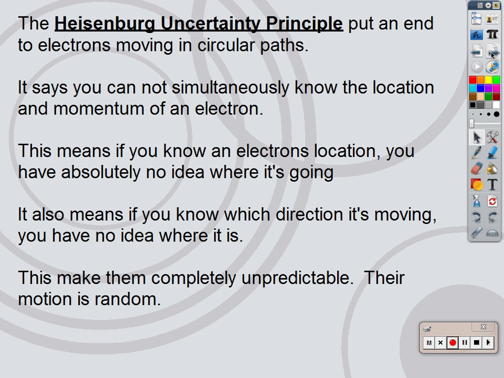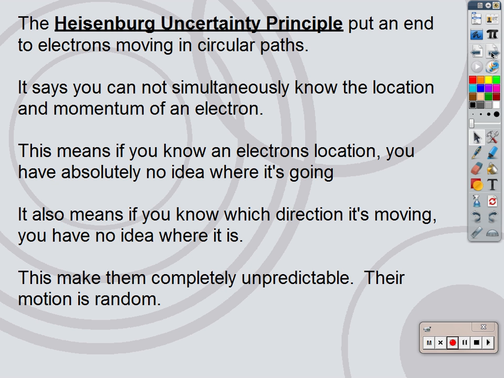Basically, in a nutshell, this gets rid of any kind of circular paths. There's no orbits, there's no electrons moving in circular paths and energy levels. Basically, what this does is tell us that the electrons are moving randomly within their energy levels. Randomly means there's no pattern to their motion whatsoever.